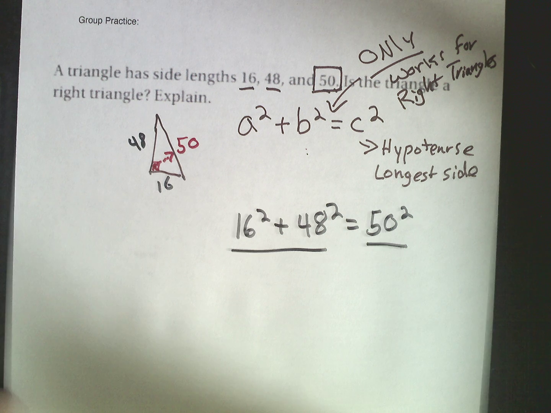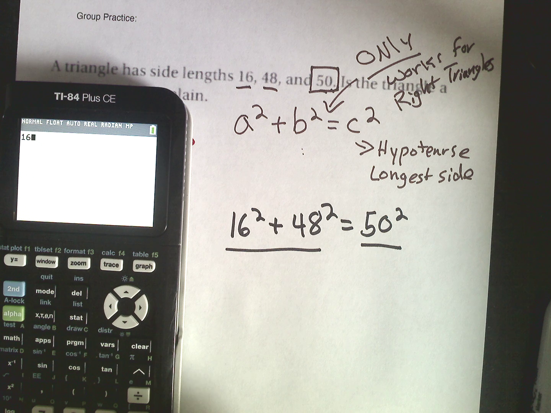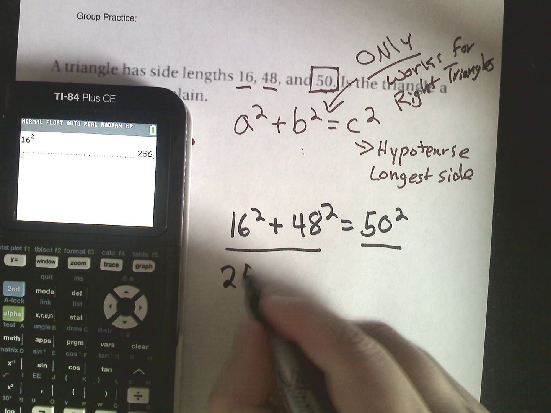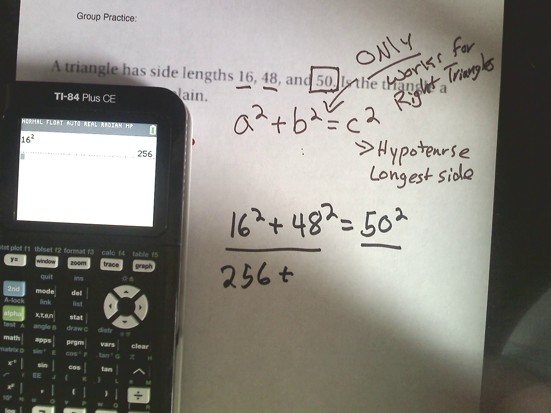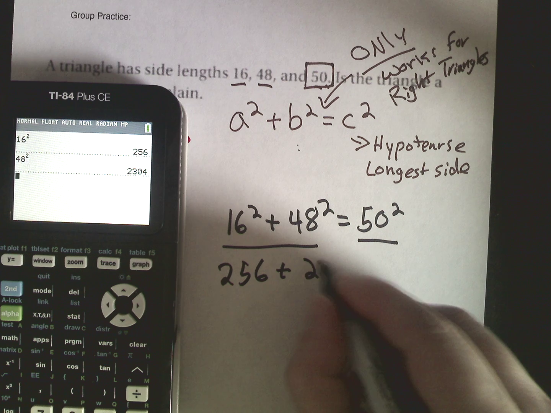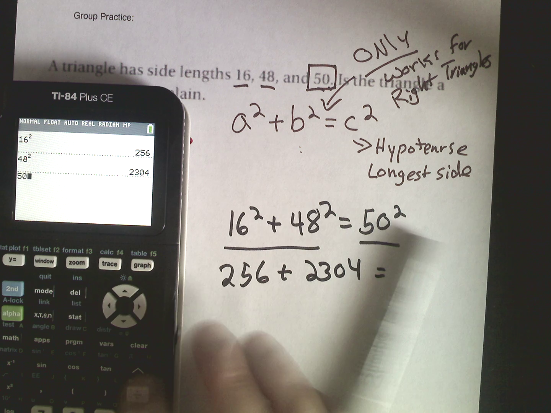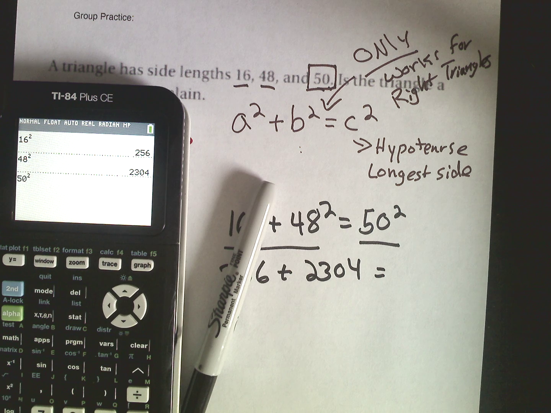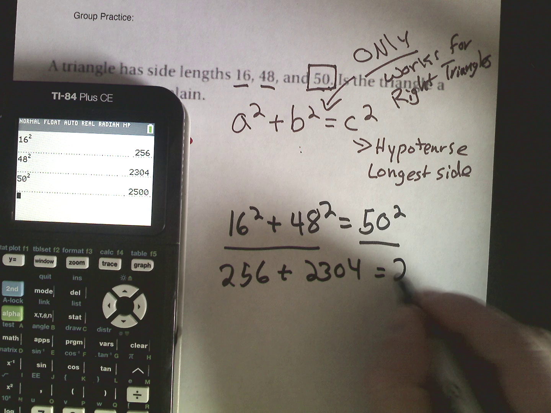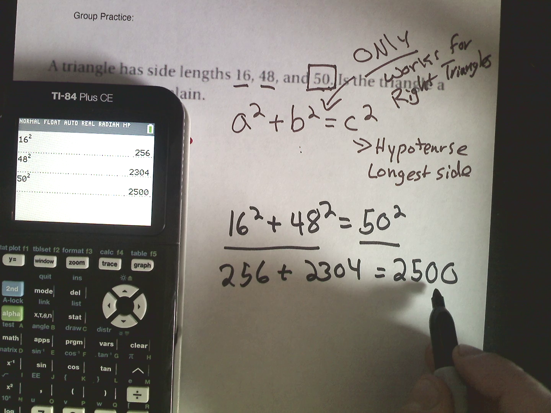Okay, so let's do some work here. So, 16 squared, 256. 48 squared, 2304, equals 50 squared, 2500. Okay, if I add these two numbers up, and they add up to 2500, it's a right triangle. Let's add them up.